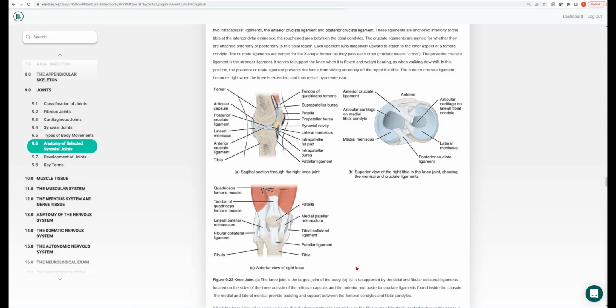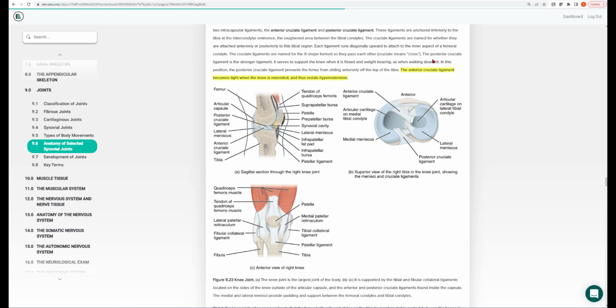The ACL is there to stop hyperextension. The ACL becomes tight when the knee is extended and thus resists hyperextension. If you know someone who's ever damaged their ACL, typically they have their leg extended and then there's some sort of injury. Something falls on top of their knee or on their thigh and overextends that knee joint and the ACL pops. PCL does the opposite.